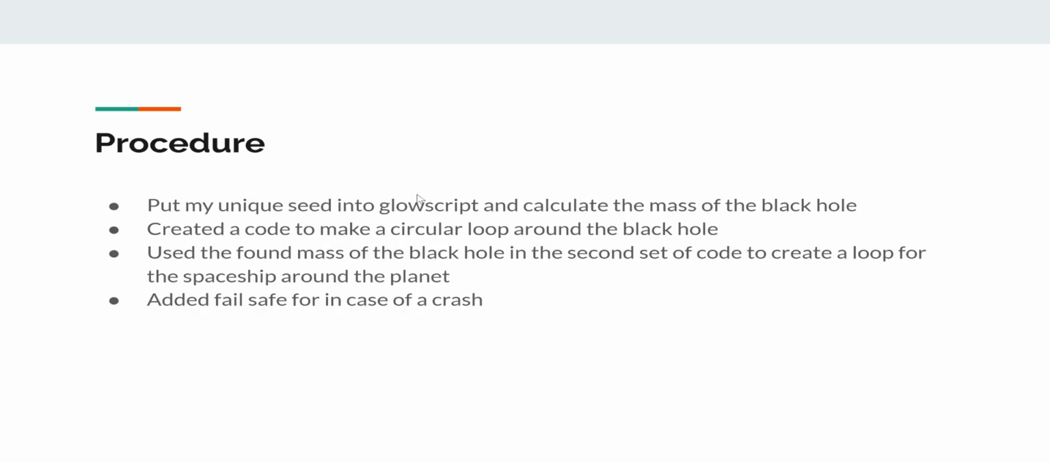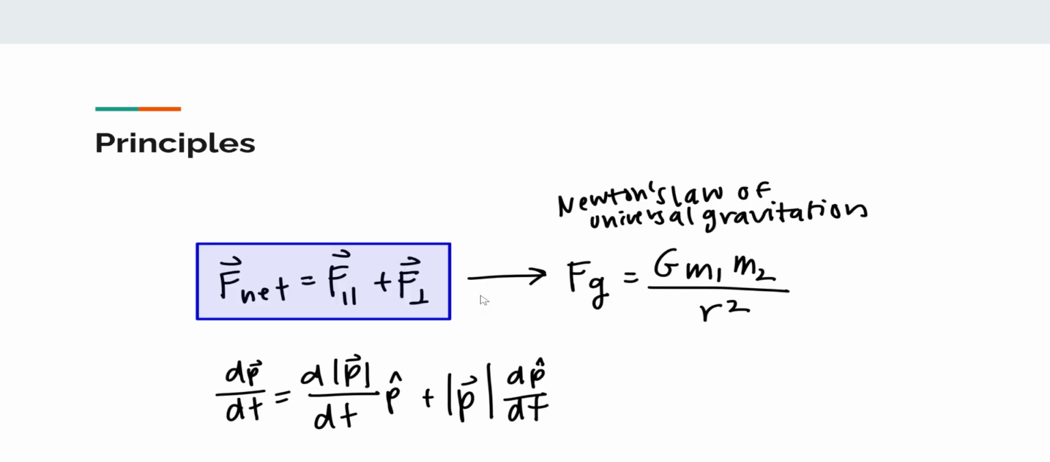Procedure: put in the GlowScript code and calculate the mass of the black hole. Create a code to make a circular loop around the black hole. Use the mass found of the black hole in the second set of code to create a loop for the spaceship around the planet. Added a failsafe in case of a crash.